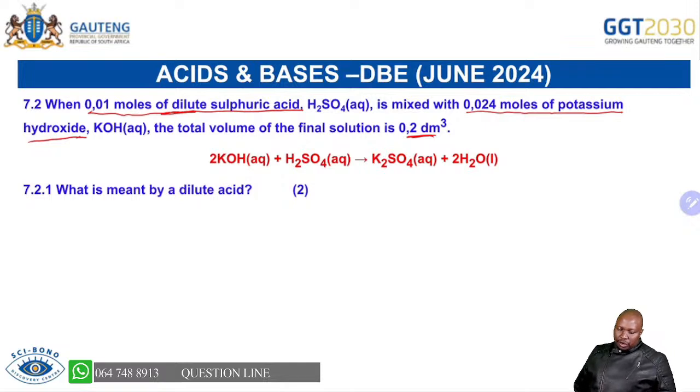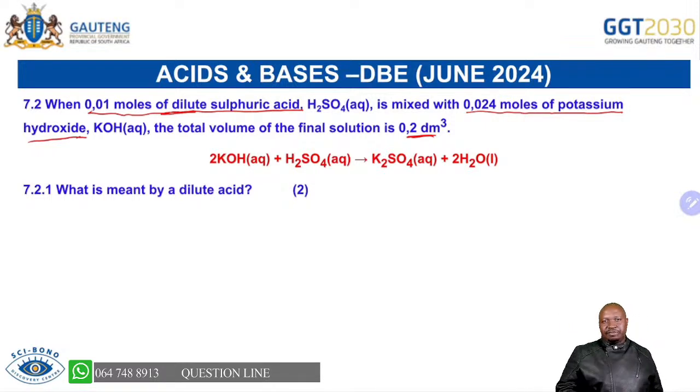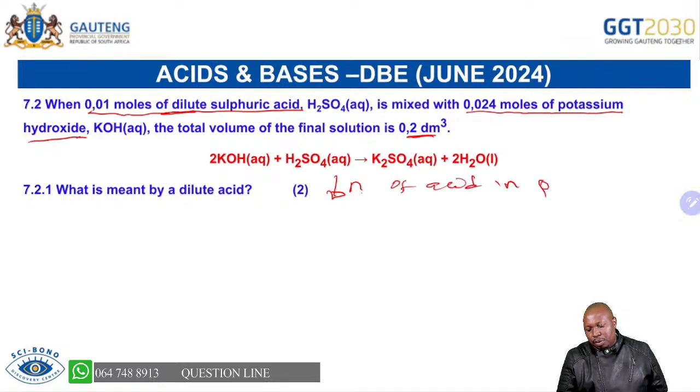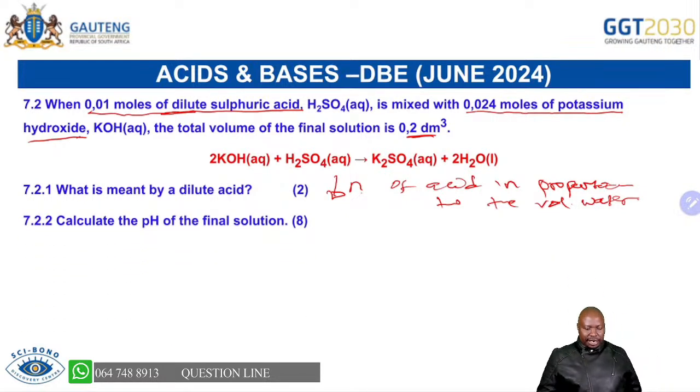Two water molecules. Then, what is meant by a dilute acid? That definition that we talked about, we said we have a small number, or less number, of moles of acid in proportion to the volume of water. So you are able to write that, and you get your 2 marks in full. You write that, guys. We have emphasized that throughout this lesson. I hope you are ready for it.